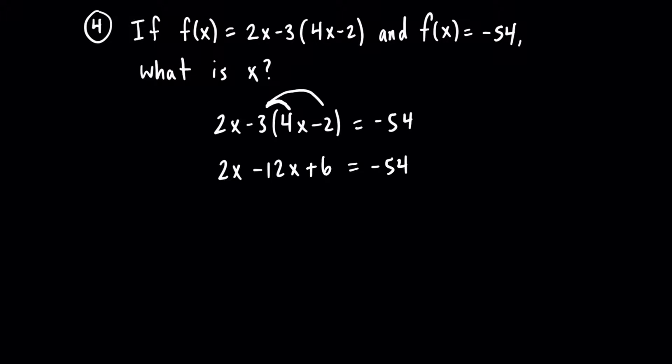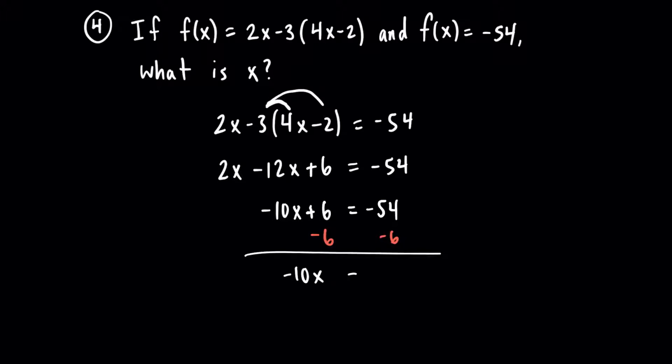And at this point, I'd probably simplify the left side a little bit. So 2x minus 12x would be negative 10x. Plus 6 is negative 54. And now we're just solving, so we'll subtract 6 from both sides. And we'll have negative 10x equals negative 54 minus 6, which would be negative 60.